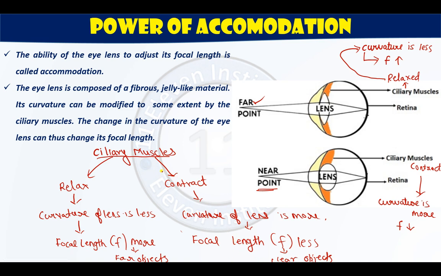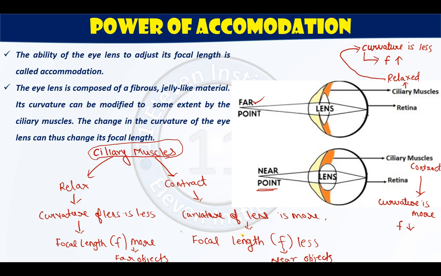I hope this summary is clear to you. So ultimately the control lies with the ciliary muscles. If they relax, curvature of lens is less. If they contract, curvature of lens is more. If curvature of lens is less, focal length will be more. If focal length is more, you can see far objects. Here opposite, focal length is less and you can see the near objects very much clearly.